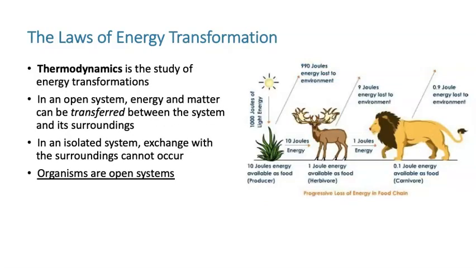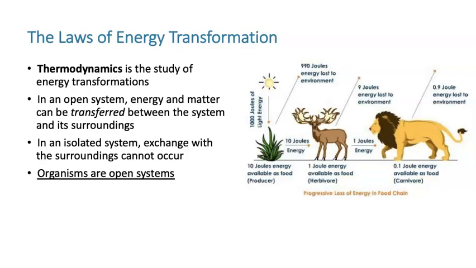There are two main laws of thermodynamics, which you've probably heard of. Thermodynamics is just the study of how energy gets transformed from one form into another. And in an open system, and all that an open system means is that we're thinking about a large system where energy and matter is being transferred between the system and its surroundings. Like in an open system, energy is constantly coming into that system. In an isolated or closed system, the exchange doesn't happen with the surroundings, and so whatever energy that happens in that system stays in that system.